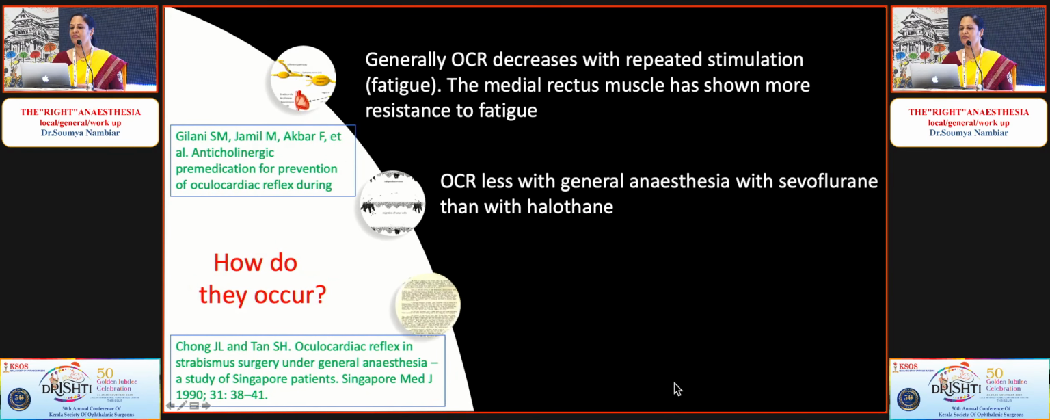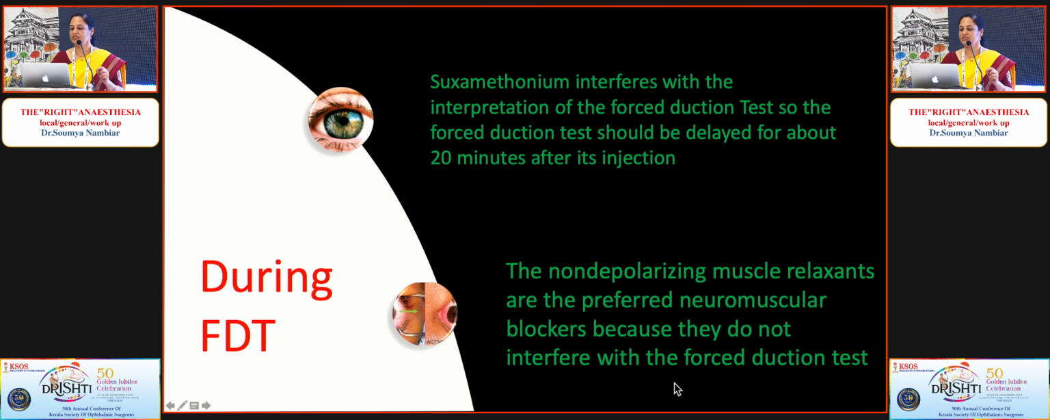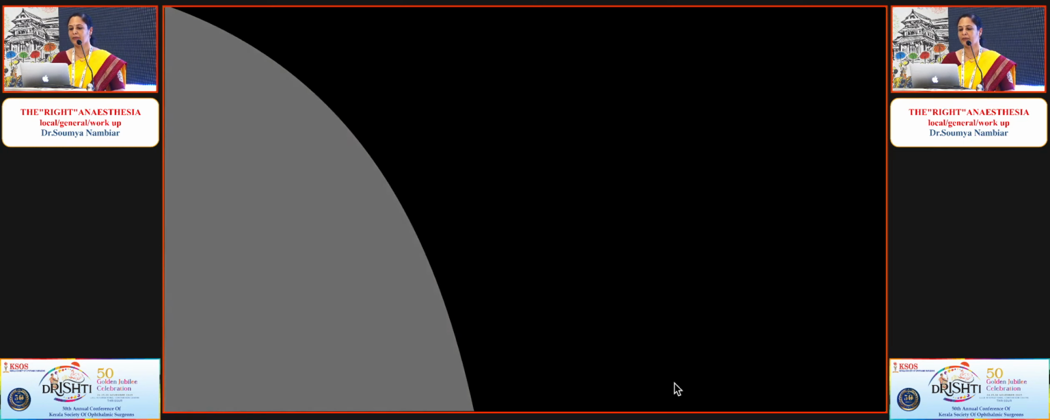Now, during FDT, you have to see that suxamethonium interferes with interpretation of the FDT. So you can delay the forced duction test for about 20 minutes after injection, otherwise you may not get a good result. And nowadays, a non-depolarizing muscle relaxant like atracurium is more beneficial for the forced duction test.